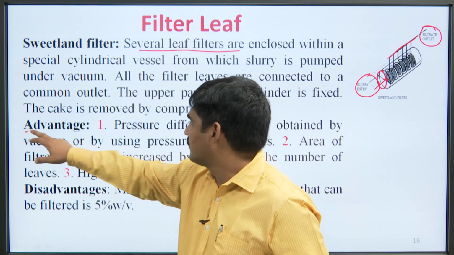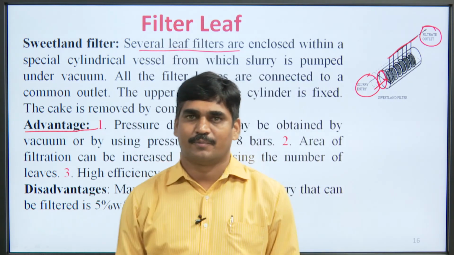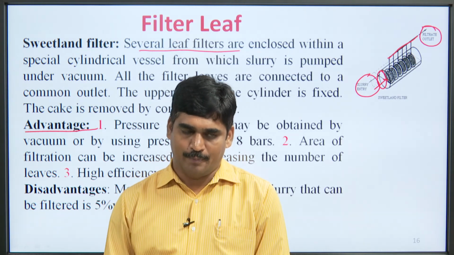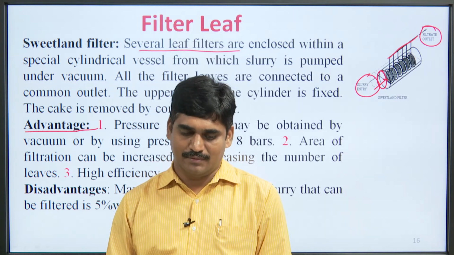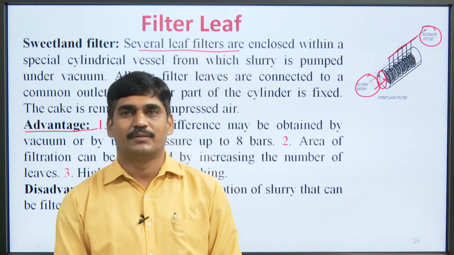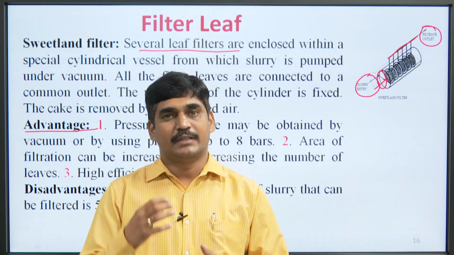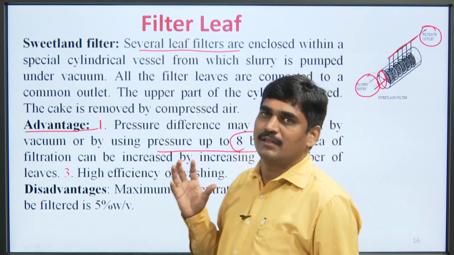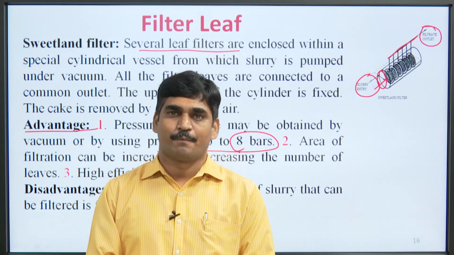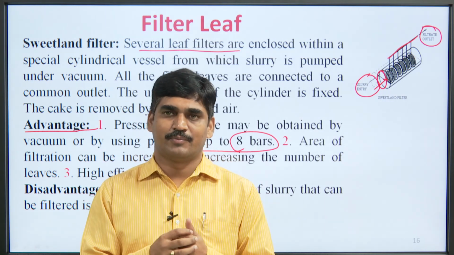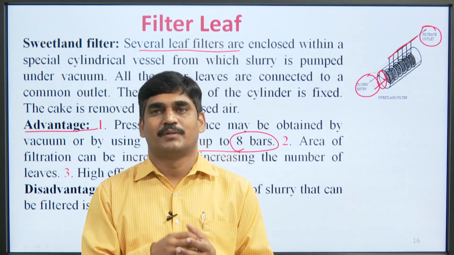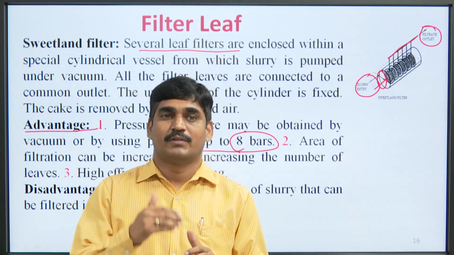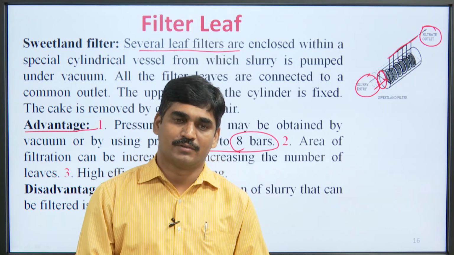The advantage of this filter is that by applying vacuum, a pressure difference can be obtained, or pressure up to 8 bars can be used. It can resist such a high pressure, up to 8 bars. How can we obtain the pressure difference? By applying vacuum, we can obtain a pressure difference up to 8 bars in the case of Sweetland filters.